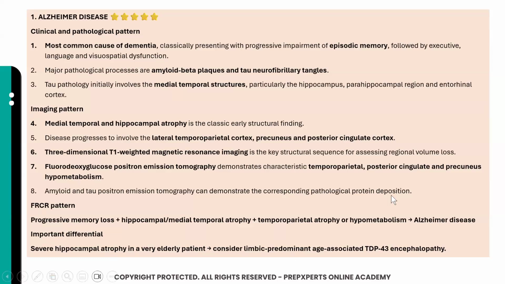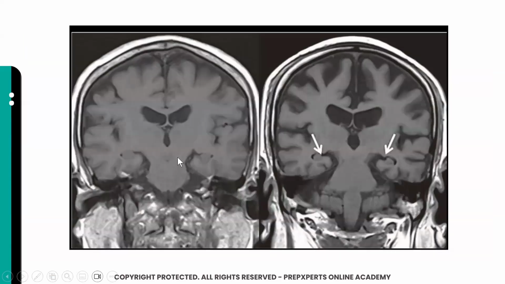Severe hippocampal atrophy in a very elderly patient, consider limbic predominant, the late disease. We will see that as well. So this is a case of that. You can see that here, even on this simple T1 image, this was your normal hippocampus, and you can see here that there is some volume loss of it. So this is showing us that there is atrophy of bilateral hippocampus.